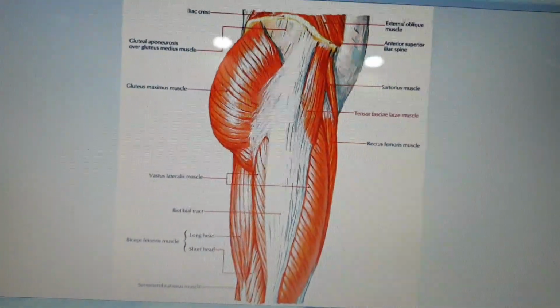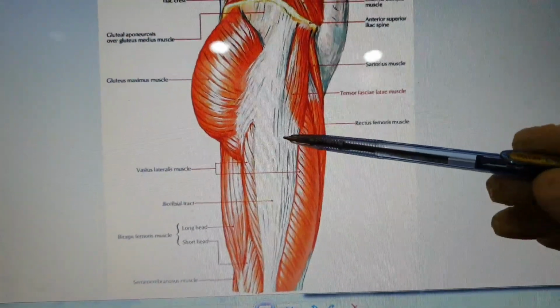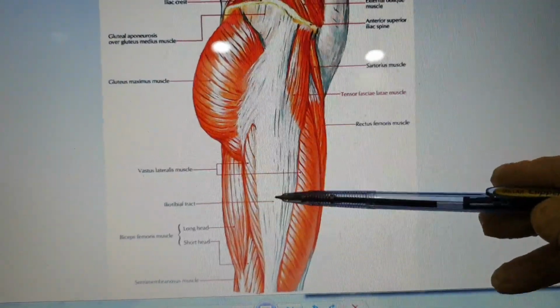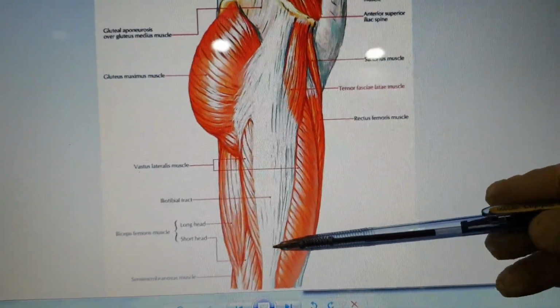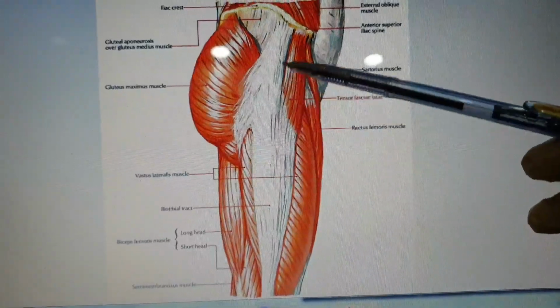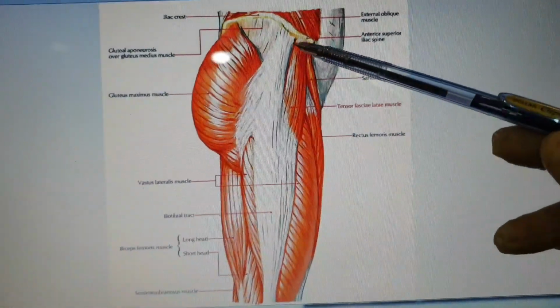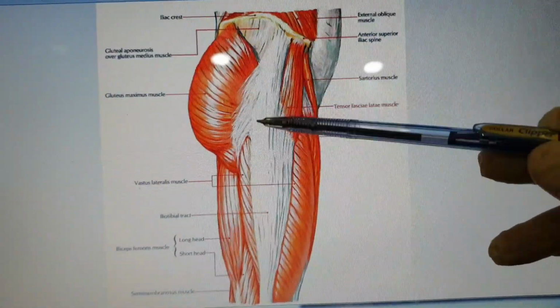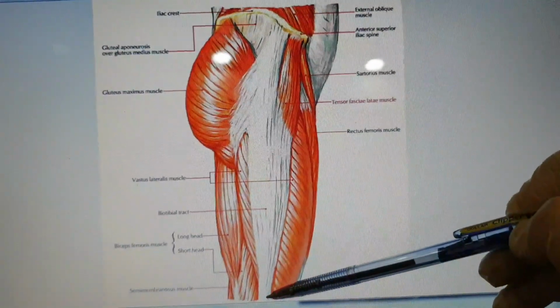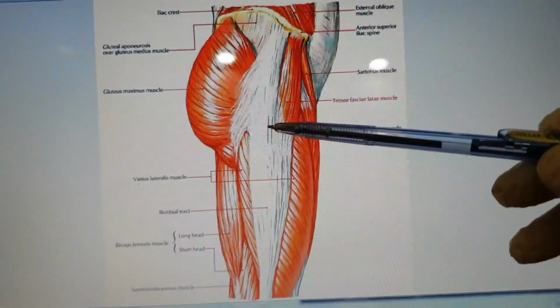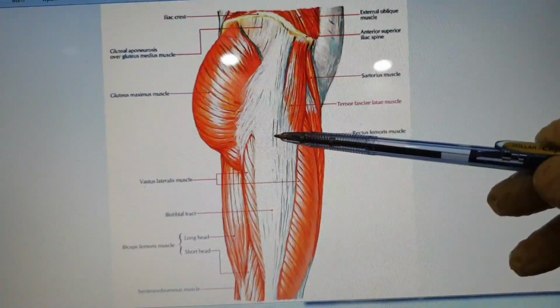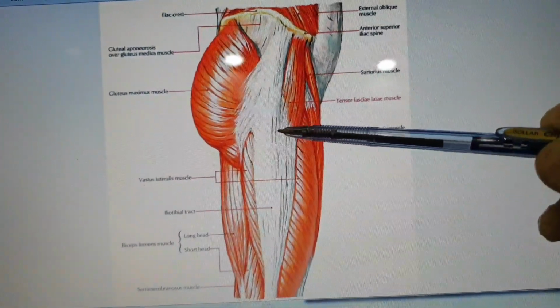This modification is on the lateral side of the thigh. This white structure is called the iliotibial tract. It will start from the ilium and go all the way down to the tibia. It gives attachment to two muscles. One is the tensor fascia lata and the other is the gluteus maximus.